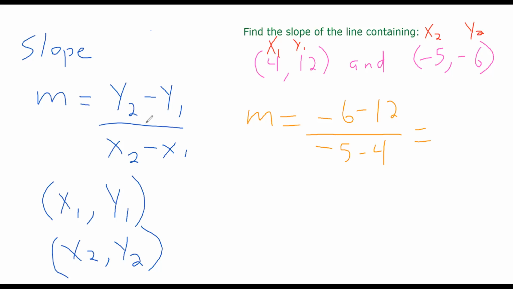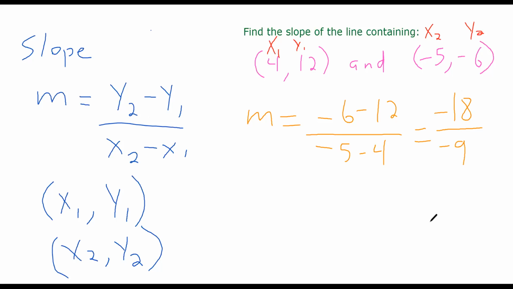All right, let's see. -6, you're already starting off negative. You're only subtracting 12 units from it, so you're getting even more negative. So what will -6 minus 12 be? -18. Very good. That's on top. On bottom, what's -5 minus 4 going to be? -9. Perfect.